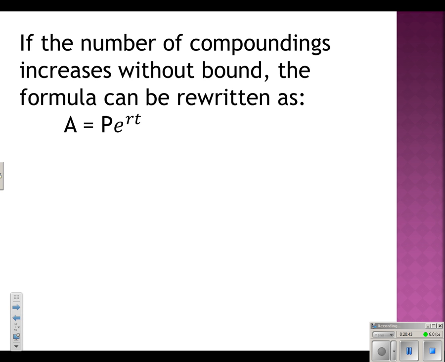If the number of compoundings increases without bound, so it's kind of continually compounding interest, where it's maybe daily or something like that, the formula takes on a new form and it would require the use of that e key on your calculator. So continuous compounding is going to be A equals P e to the rt.